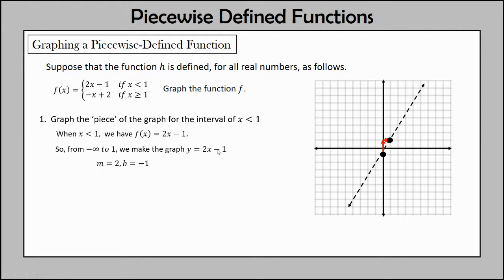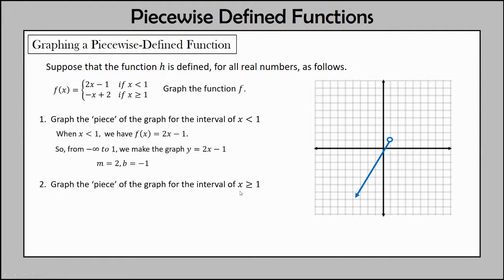Now, the key to this is we're only interested in the part of the line that goes from -infinity up to 1. So I only want this part of the line from 1 to the left. Okay. And I'm not going to include 1 either. So it's going to look like this. Okay. Open circle at 1. And then we're going to go all the way to the left here. Okay. So this graph is defined from -infinity to 1. And there's what that line looked like.